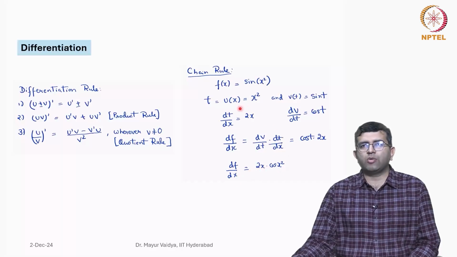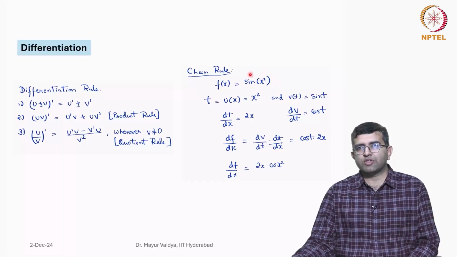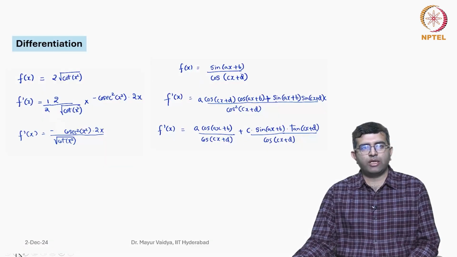Every time you do this, you do not have to actually go through this procedure. You can simply, suppose you want to differentiate sine of x square, the differentiation of sine of x square is cos of x square, and because inside you have x square, the differentiation of x square is 2x. So, you can simply multiply. Okay. So, let us move ahead.